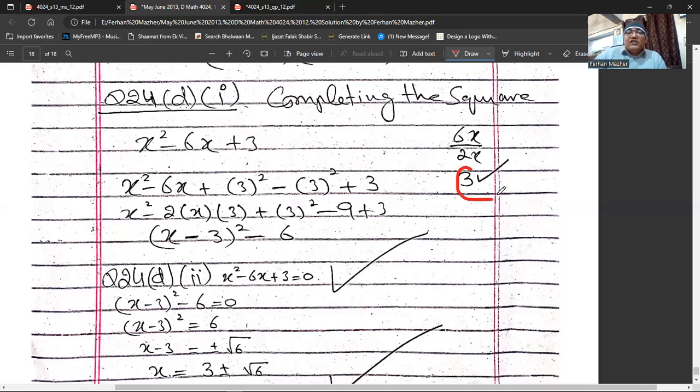For example, we got here 3. So 3 square will be added here. 3 square will be subtracted from here. So this portion that makes the whole square formula x square minus 2 into x into 3 plus 3 square. That will be x minus 3 whole square. And this will be minus 9 plus 3. Minus 9 plus 3 will be minus 6. So this is completing the square.